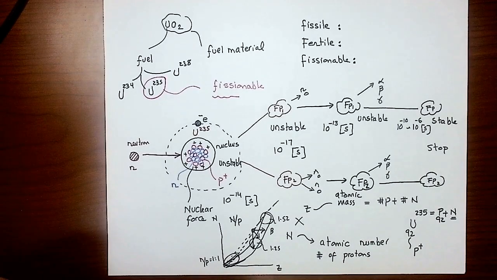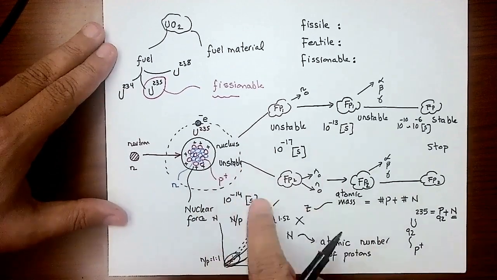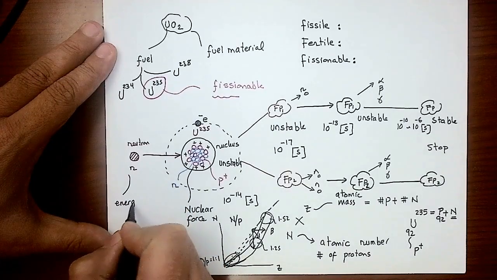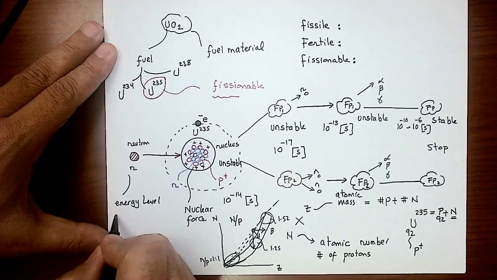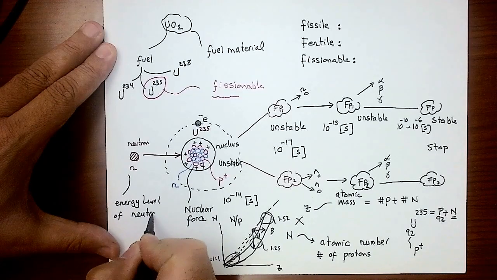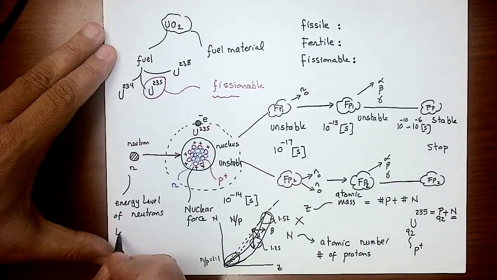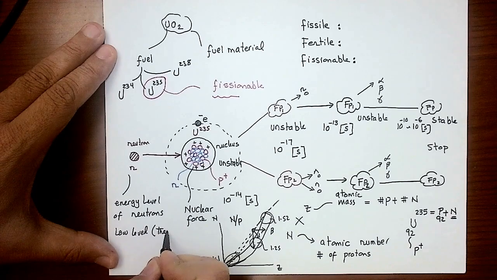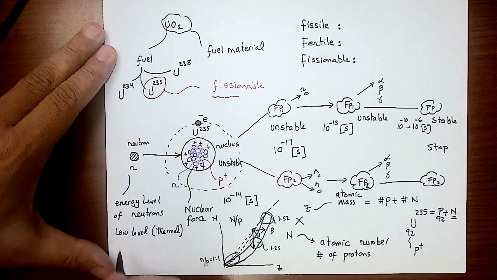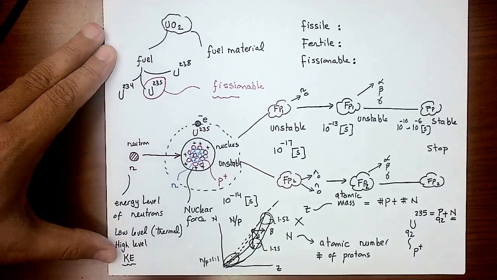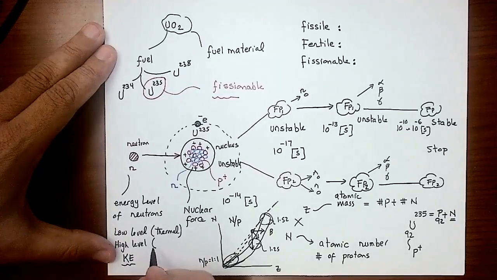One more piece of information that you need to know: the fission product and the process of fission depend on the energy level of the neutrons. We have basically two different levels of neutrons. Low level, which we call thermal neutrons, and high level. When I say high level or low level, that's high or low level of kinetic energy, how fast these neutrons are. And this is called fast neutron.